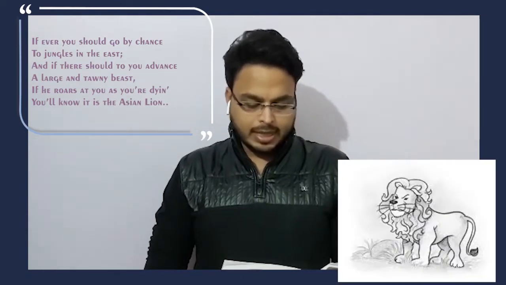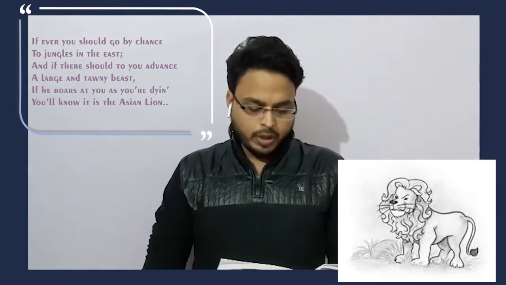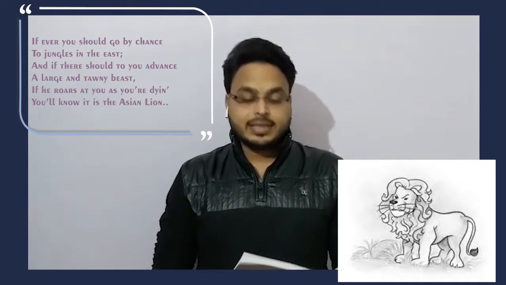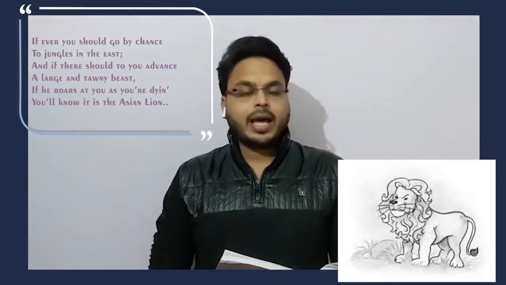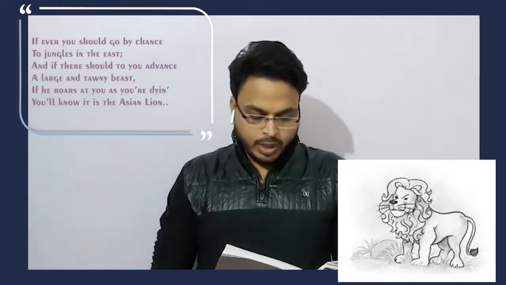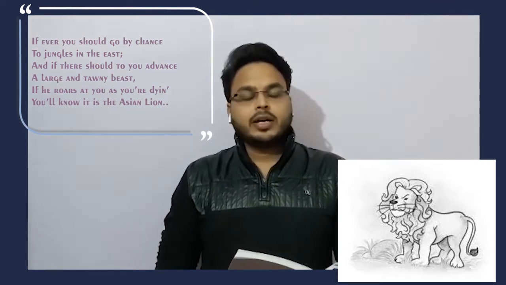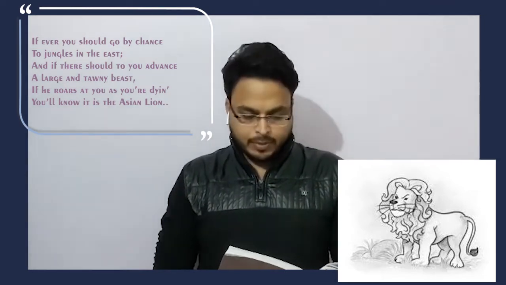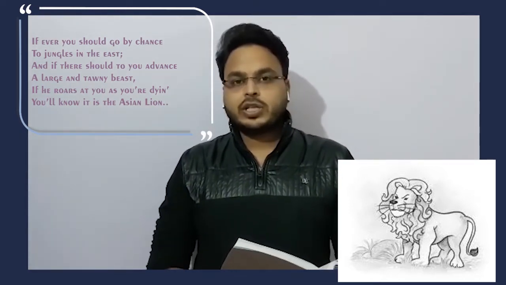If ever you should go by chance to jungles in the east, and if there should to you advance a large and tawny beast, if he roars at you as you are dying, you will know it is the Asian lion. The poetess says that if by chance you go to a forest in the east, and a huge terrible animal comes to you, a large and tawny beast, and if he roars at you as you are dying, that means you will come to know that the animal is the Asiatic lion.